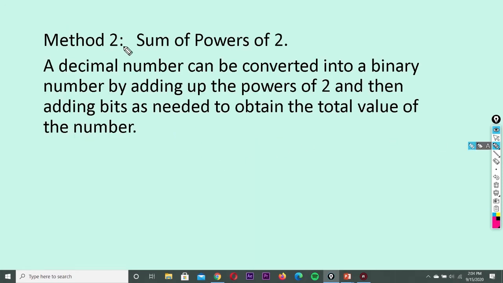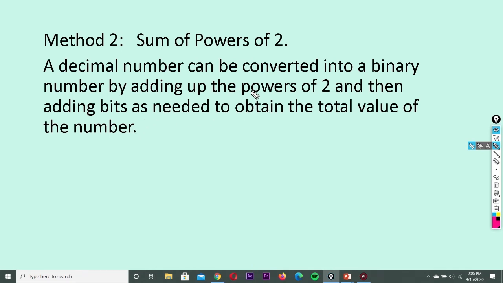So next, second method, method 2, sum of powers of 2. So next method we are going to use for the same conversion, that is decimal to binary: sum of powers of 2. A decimal number can be converted into binary by adding up the powers of 2 and then adding the bits as needed to obtain the total value of the number.